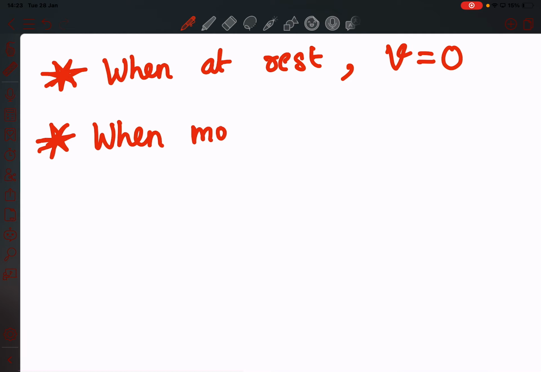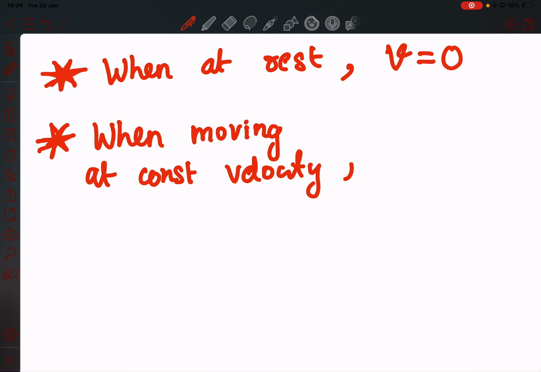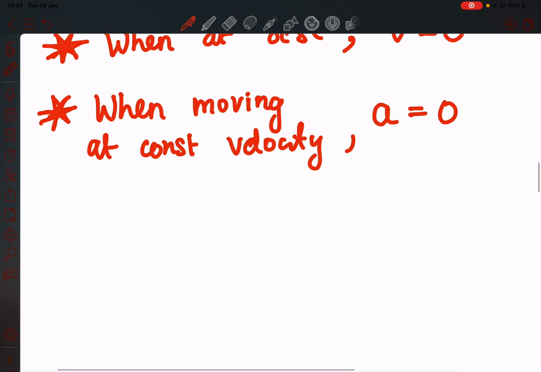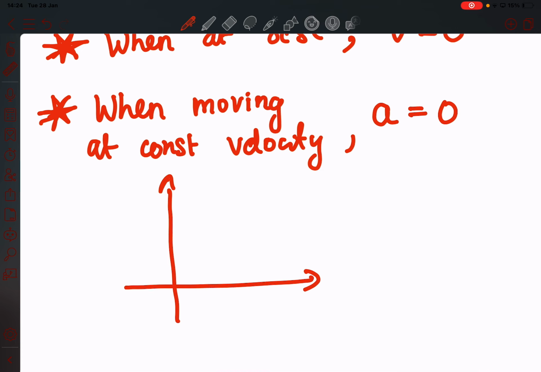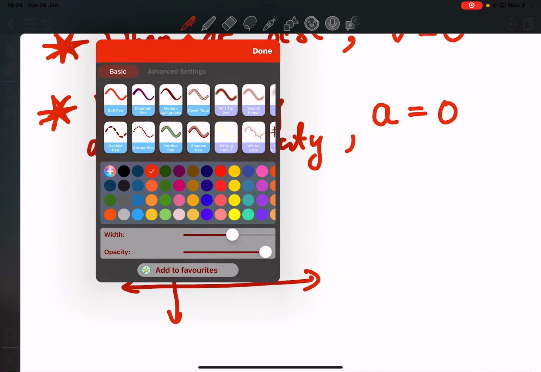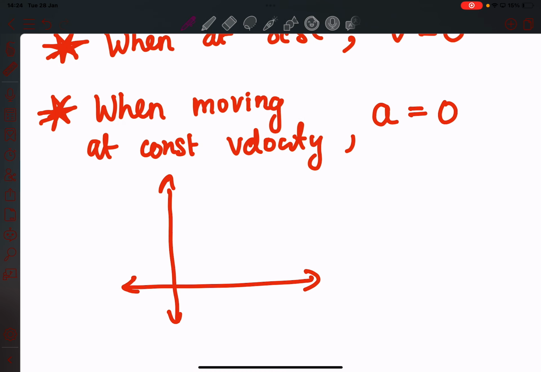When you are moving at a constant speed or at a constant velocity, what would be equal to 0? Acceleration would be equal to 0. Why would that make sense? Because expression-wise, we know acceleration is change in velocity over change in time. When you're moving at a constant velocity, do you have a change in velocity? No. So your acceleration would be 0.